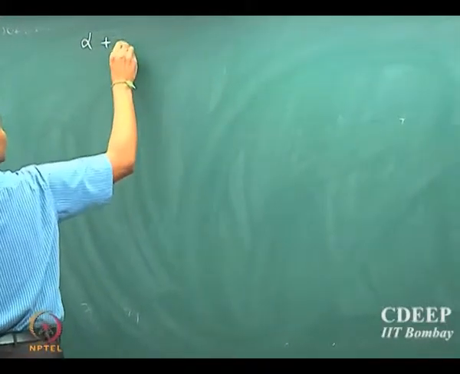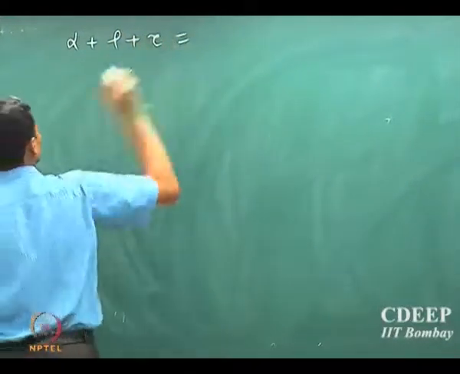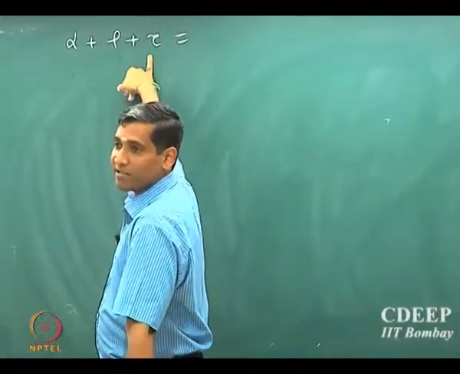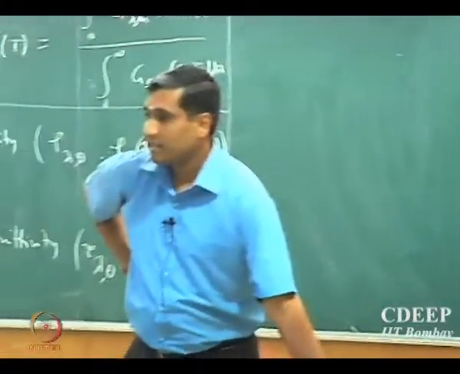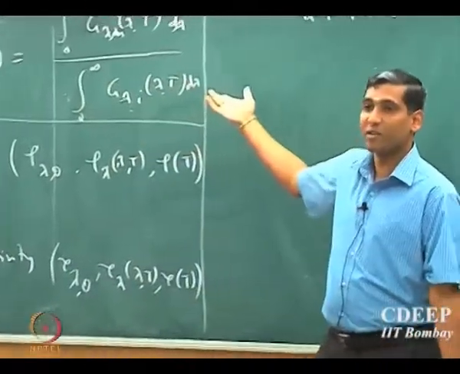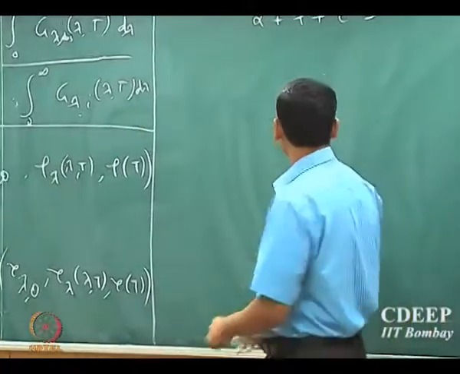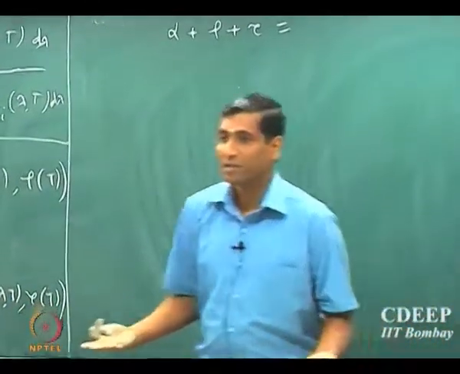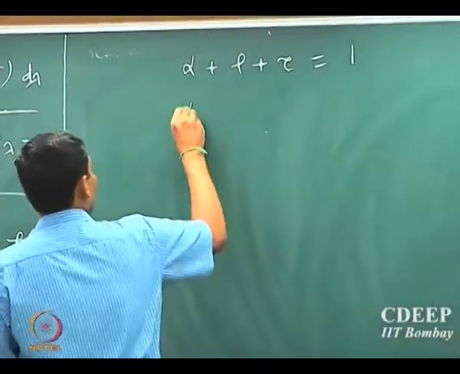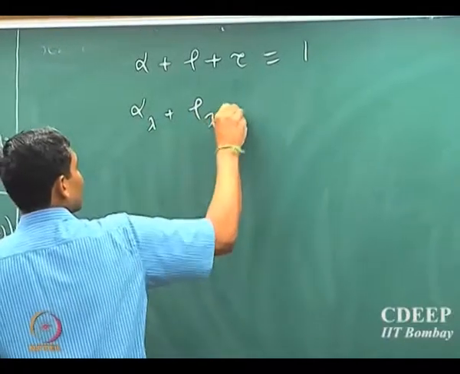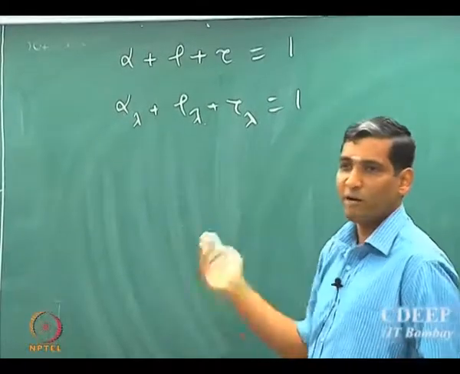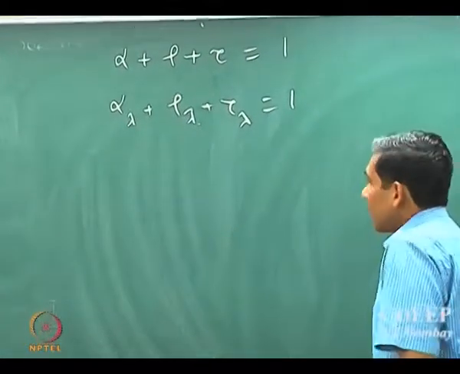So what is alpha plus rho plus tau? Total absorptivity plus total reflectivity plus total transmittivity. It's 1, because all the ratios are defined based on the incident intensity. The only 3 possible ways by which the irradiation can be split are these 3 modes, and therefore this should be equal to 1. And similarly, the spectral sum is also equal to 1, right. It's very straightforward to see this. Any questions so far?